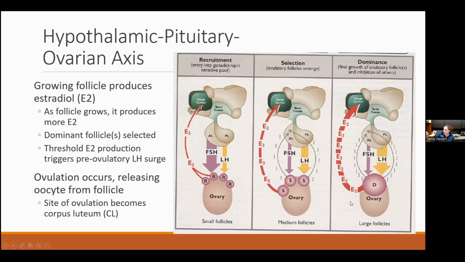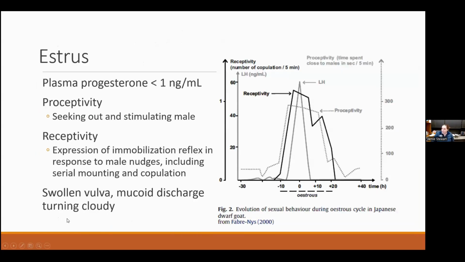Then you get ovulation from this site on the ovary, and that site of ovulation, like I said, is going to remodel. It's going to become the corpus hemorrhagicum first, and that eventually will remodel and luteinize to produce the corpus luteum. So we're in the luteal phase. All those names kind of go together.